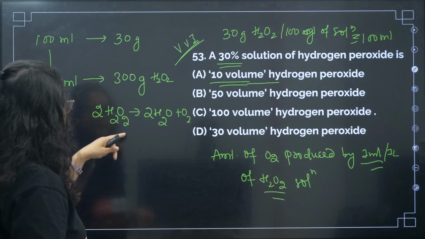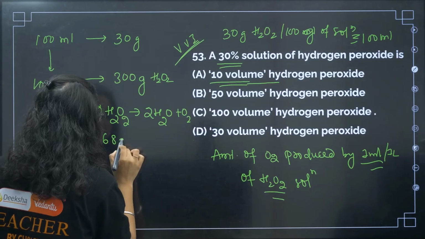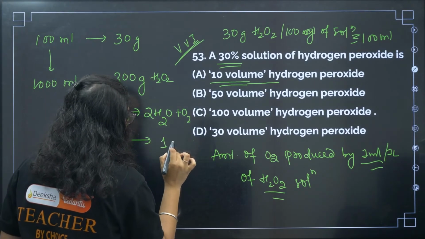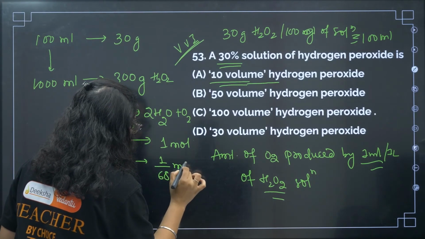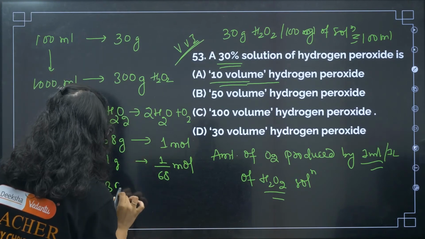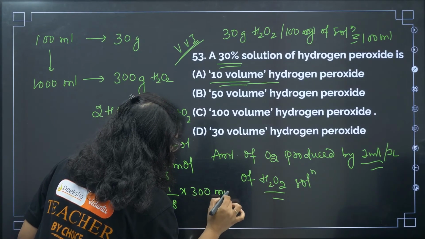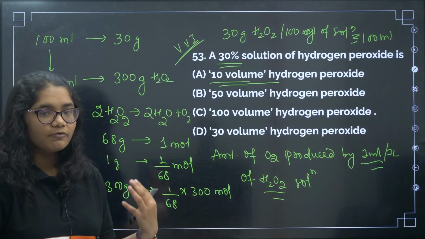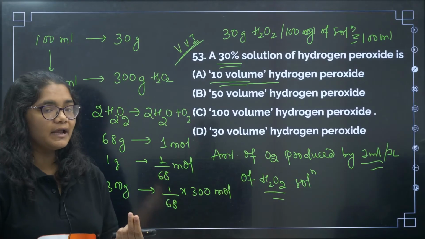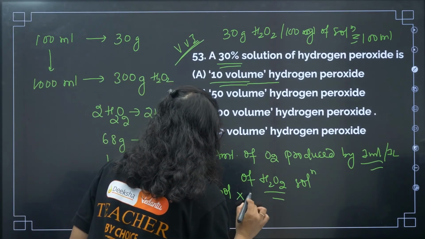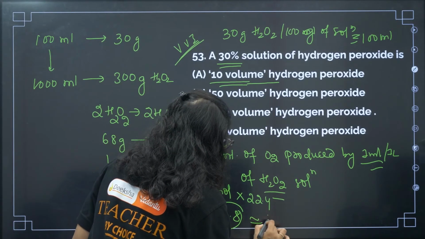Now if you calculate, 2H2O2, the molecular mass is 68 gram. So I can say from 68 gram of H2O2, I am getting 1 mole of O2, right? From 1 gram, how much will I get? 1 by 68 mole, right? And then from 300 gram, I'll get 1 by 68 into 300 moles, right? But we need to calculate the volume of oxygen produced. So to convert moles to volume, you need to multiply with 22.4. So now if I multiply this with 22.4, I'll be getting around 98.8, which is approximately equal to 100.